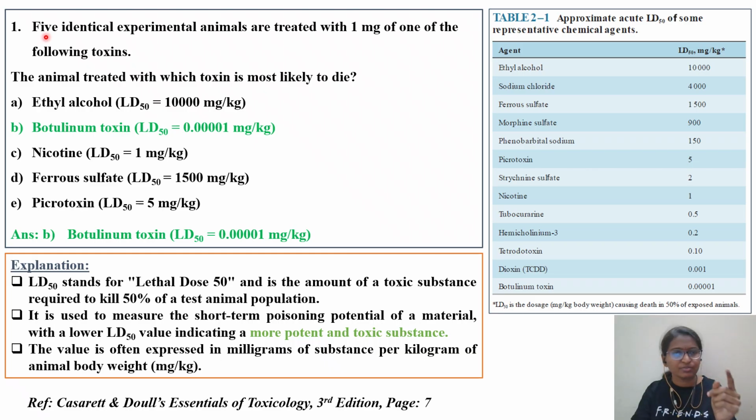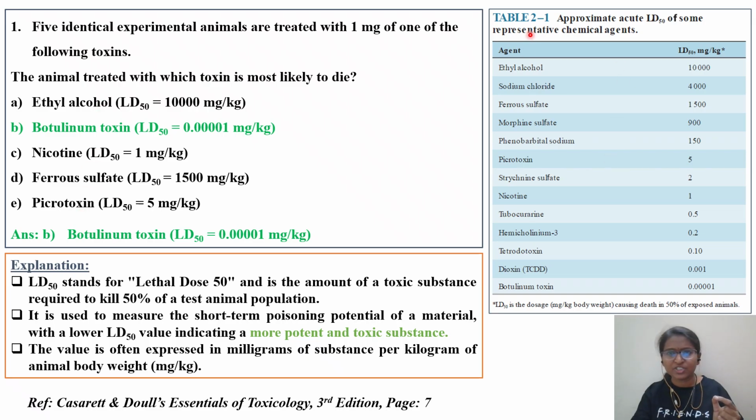So the question is, 5 identical experimental animals are treated with 1 mg of one of the following toxins. Okay, the dose is 1 mg. We need to identify the animal tested with which toxin is most likely to die. The concept we can learn from this one is about acute toxicology studies, that is the LD50 value. So we need to compare the LD50 values of these 5 different chemicals: ethyl alcohol, botulinum toxin, nicotine, ferrous sulfate, picrotoxin. This is what you can learn.